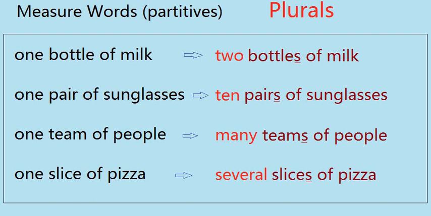You can have one pizza, several pizzas, if you're talking about whole pizzas, but for one piece of the pizza, we can use the measure word slice, and for several, it becomes slices.